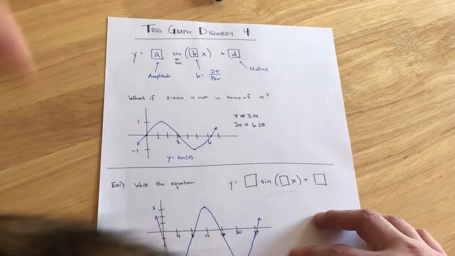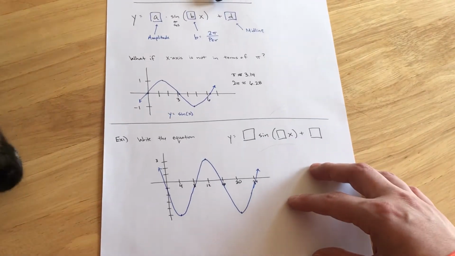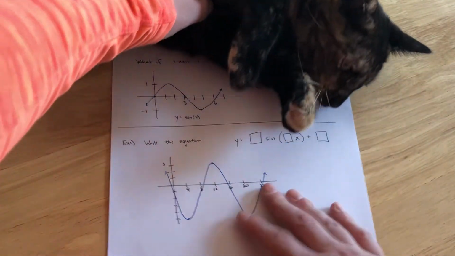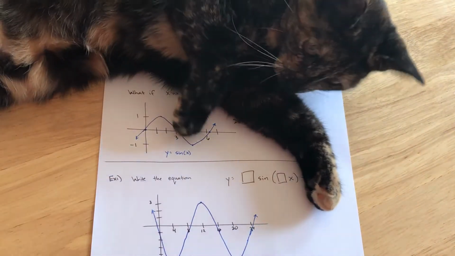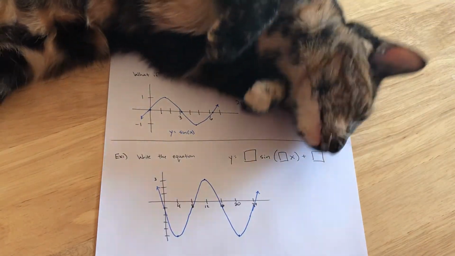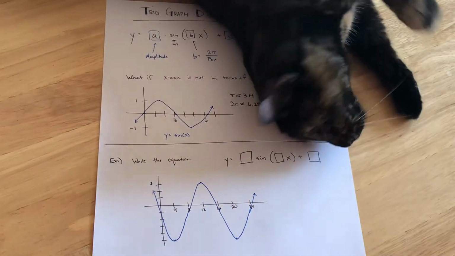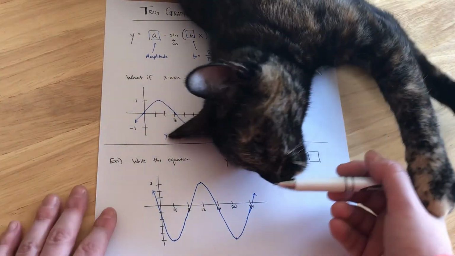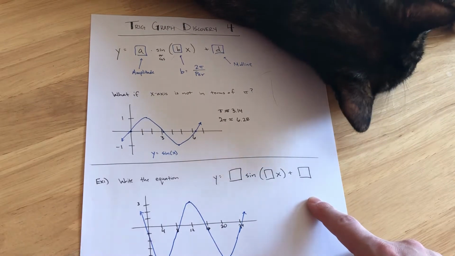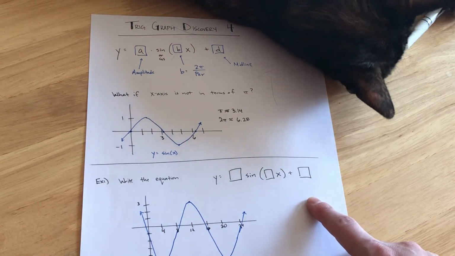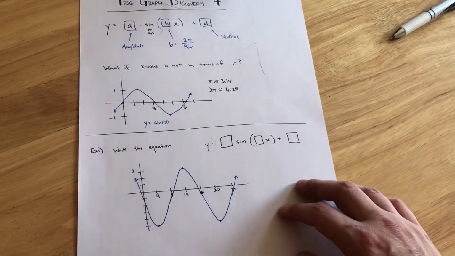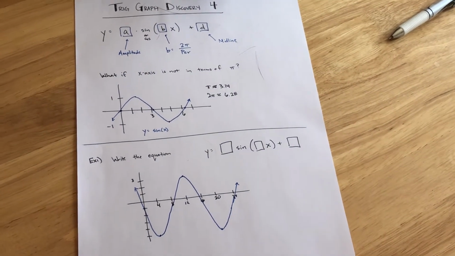So what happens then if we need to write the equation for an x-axis that is not in terms of pi? Well, we can still use the exact same formulas and the exact same process. So once again, on Delta Math, you'll be given the equation in the generic form, and our job is to fill in the blanks.